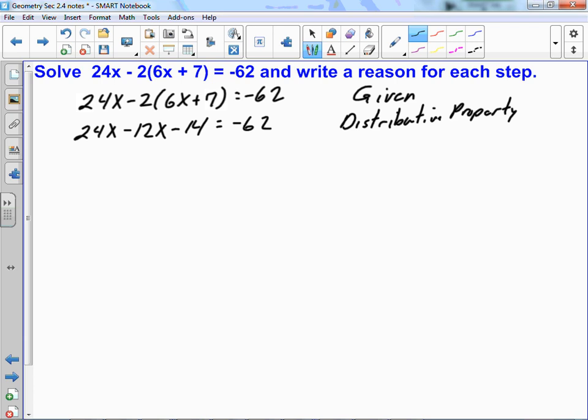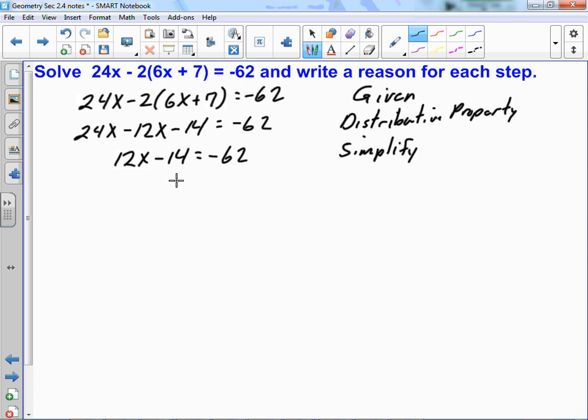All right, so then when we look at the left side, we got 24x minus 12x, so we can combine those, part of combining like terms. So 24x minus 12x is going to give us 12x minus 14 equals negative 62. And we were combining like terms anytime that we do just math on one side of the equal sign. We'll just call that simplifying, right? We just simplified that side.